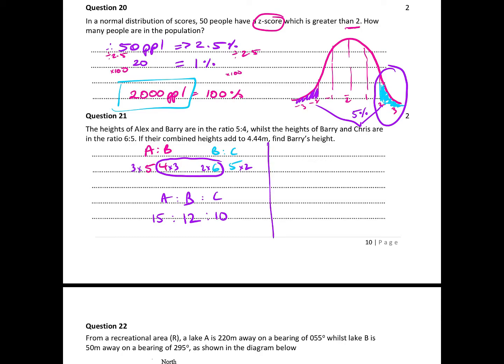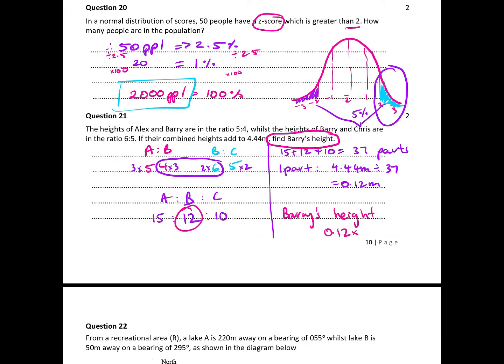Now I know that altogether these 15 plus 12 plus 10 parts make up 37 parts, which gives me a combined height of 4.44 meters. So in order to determine what one part is worth, I will do 4.44 meters divided by 37, and I get 0.12 meters. But the question is asking to find Barry's height. Now Barry makes up 12 of those parts, so for Barry's height, you would get 0.12 times 12, which is 1.44 meters.